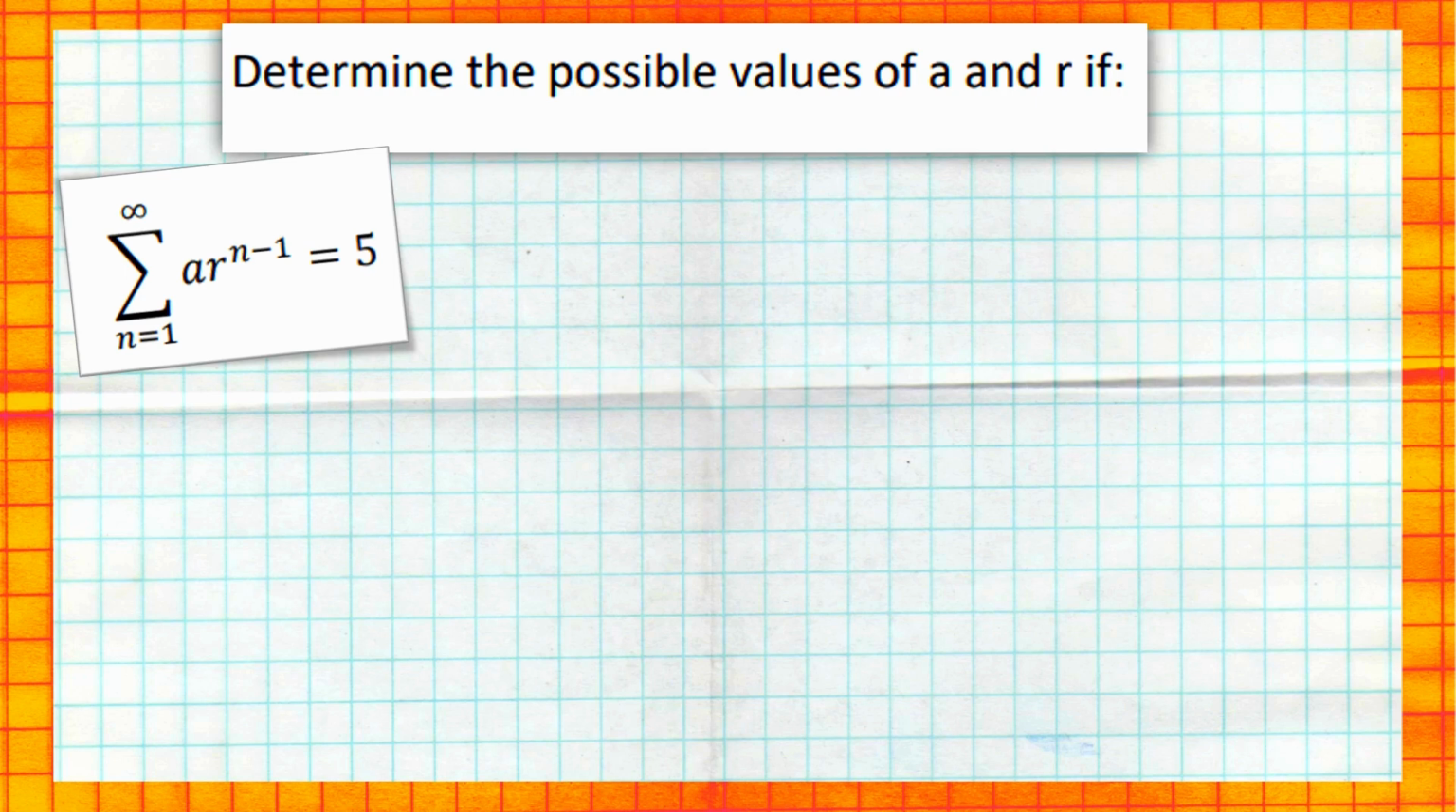So they want you to get the possible values of A and R. The first thing that most of us would do is to note that this is a sum to infinity, because we can see the infinity symbol on top of that sigma notation. We know the formula for sum to infinity is A over 1 minus R, and it is equal to 5. Then maybe someone is stuck from that point: how do I now find the possible values of A and R?